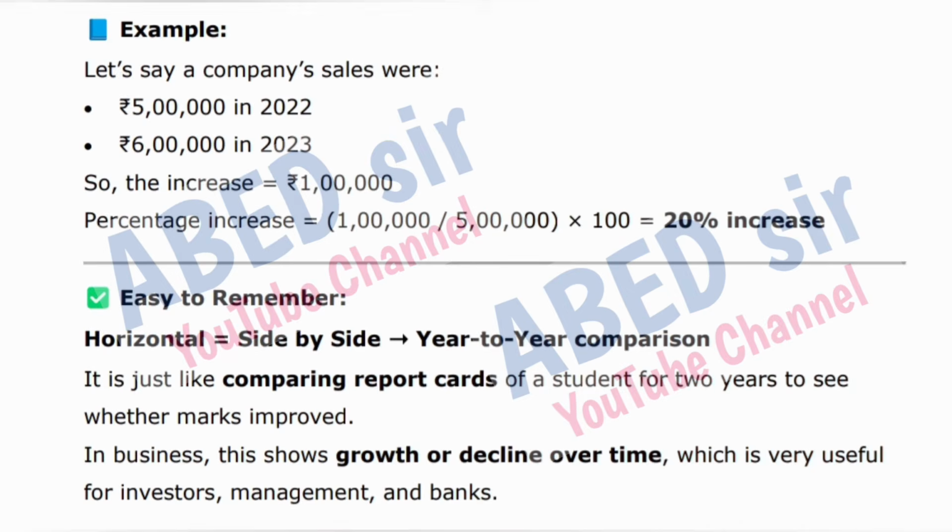Example: let's say a company's sales were 5 lakhs rupees in 2022, 6 lakhs rupees in 2023. So, the increase is equal to 1 lakh rupees. Percentage increase is equal to 1 lakh/5 lakhs times 100 is equal to 20% increase. Easy to remember. Horizontal is equal to side-by-side year-to-year comparison.